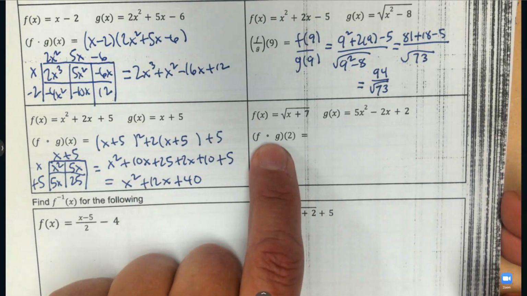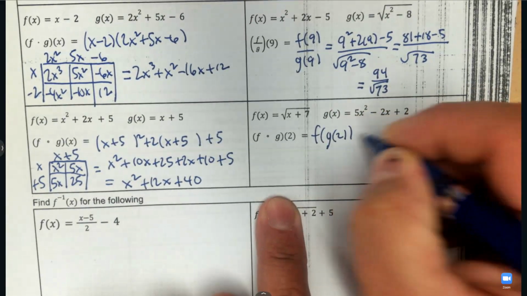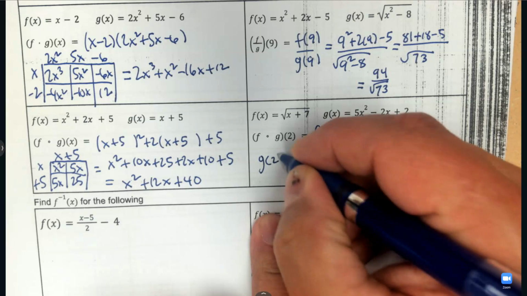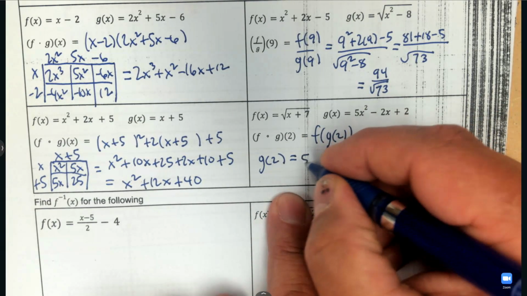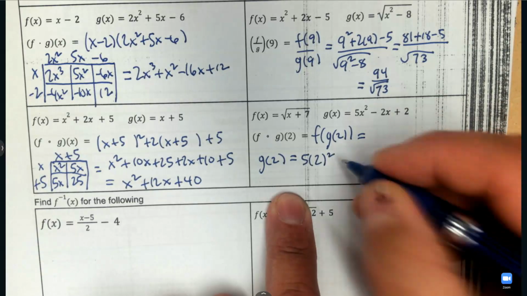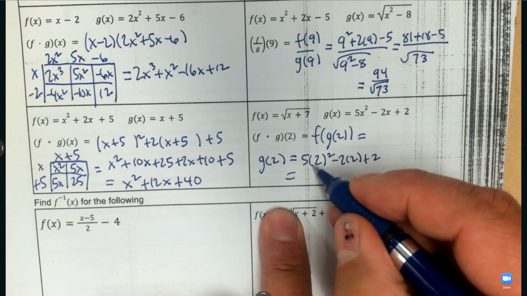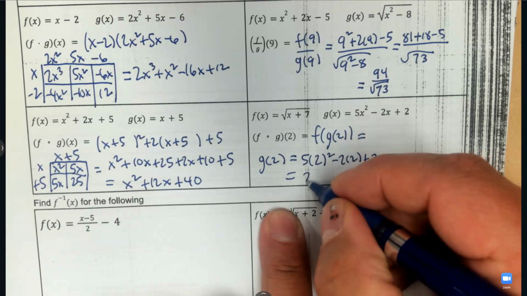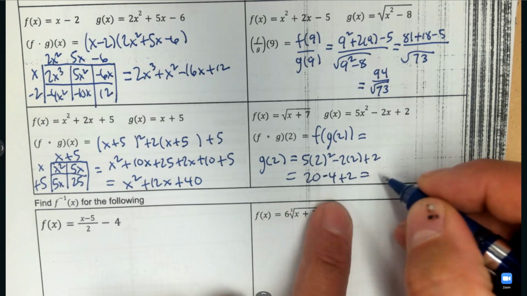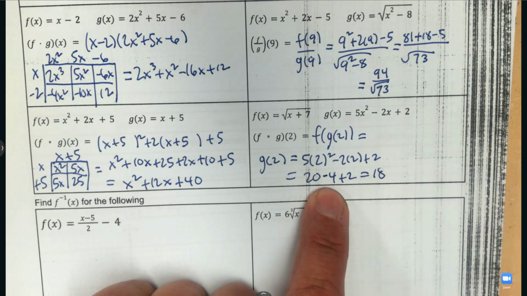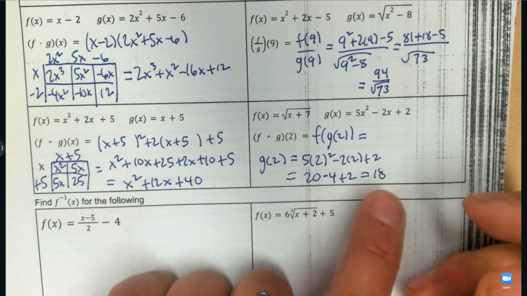Can you compose at a number? So when we compose at a number, it's going to look like this. In other words, I'm first going to evaluate 2 in g and get an answer. So I'm going to plug 2 in for x and solve it. This is 2 squared. That's 4 times 5. And 2 times 2. So 20 take away 4 is 16 plus 2 is 18.